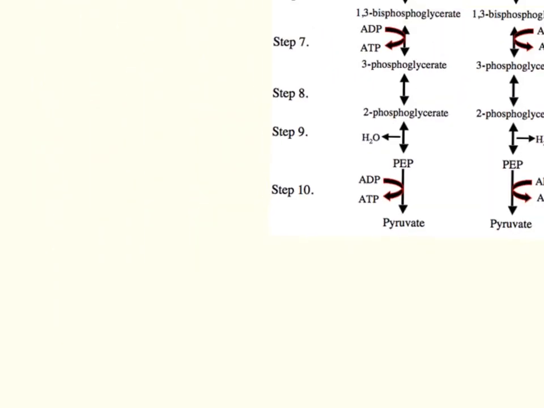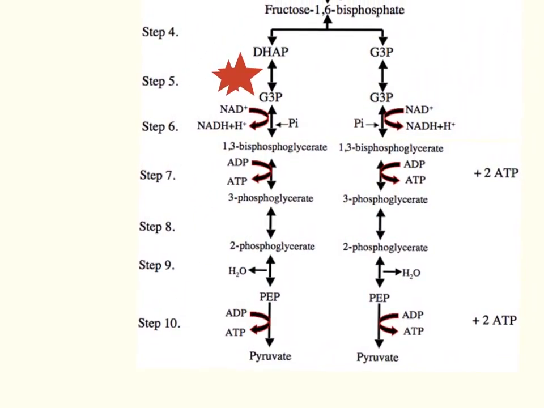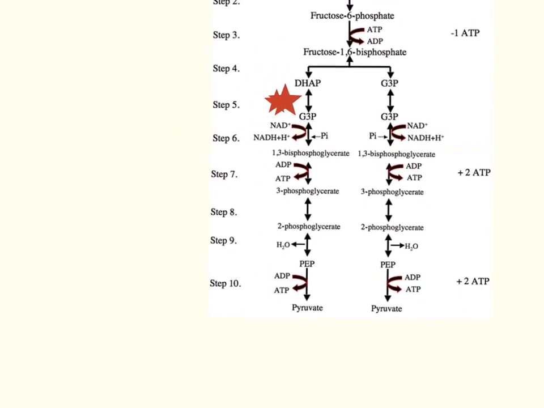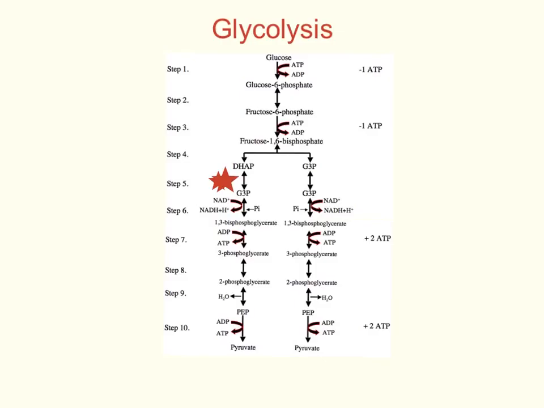But if you remember back when fructose 1,6-biphosphate was split, it creates 2 G3P molecules, therefore resulting in 2 pyruvate molecules. Now this concludes the process of glycolysis. The pyruvate molecules can now enter the Kreb cycle.